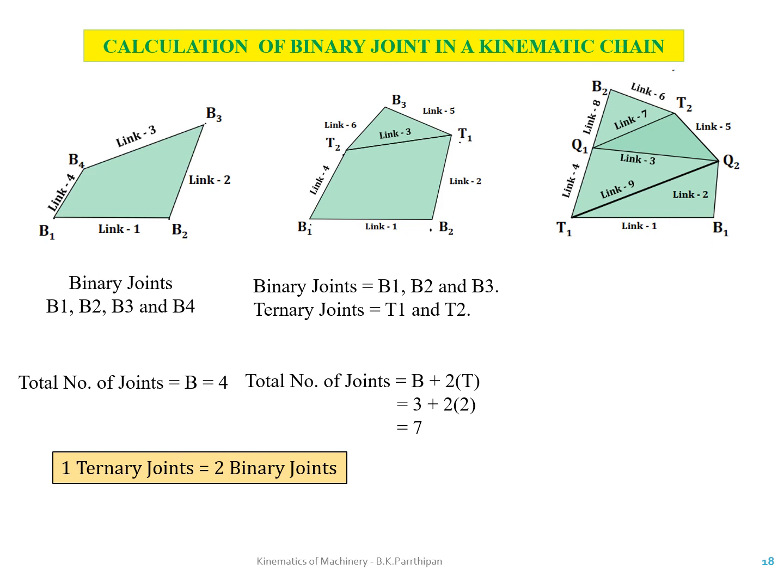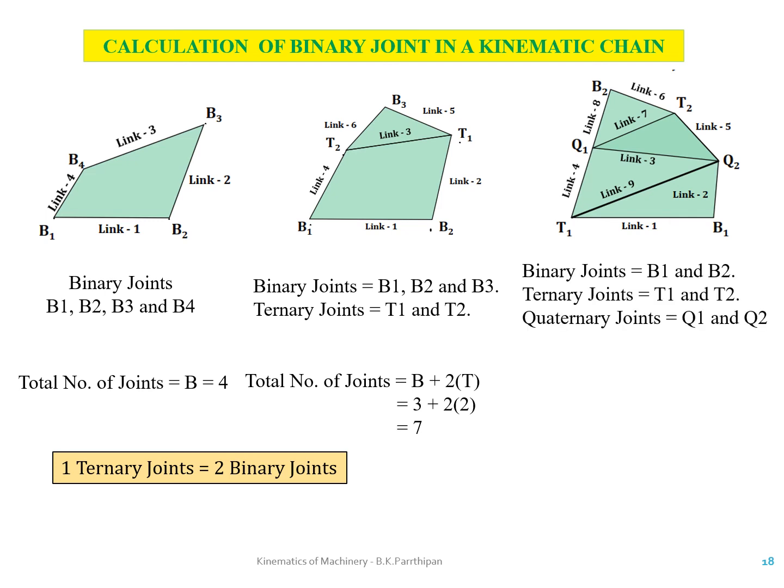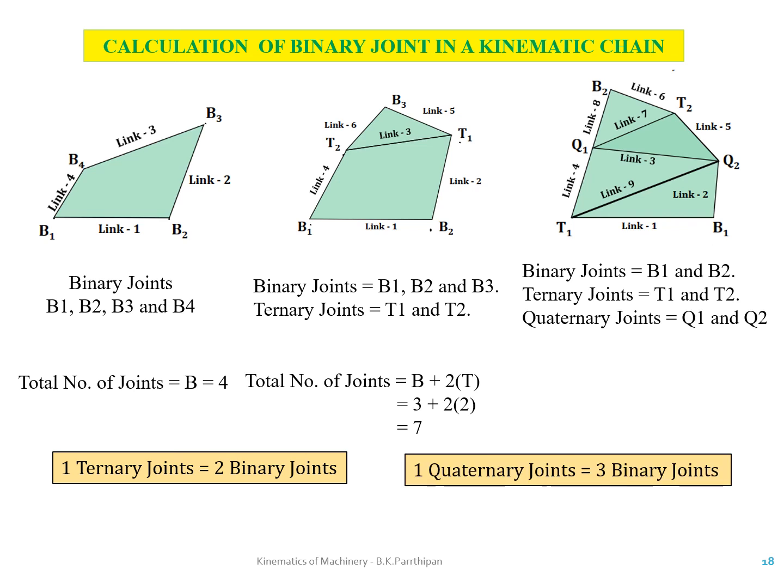Okay. Now go for the last example. So here it is having 9 links. Divide into small joints, binary, ternary or quaternary. Do the joint analysis. It is having binary joint B1, B2, ternary joint T1, T2, quaternary joint Q1, Q2. So the total number of joints is equal to binary joint plus ternary joint plus quaternary joint. And we know that one ternary joint is equal to 2 binary joint and one quaternary joint is equal to 3 binary joint. So the total number of joints in this mechanism is equal to 12.